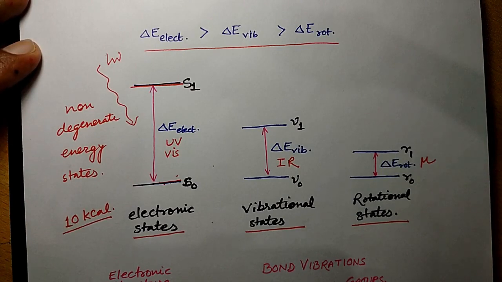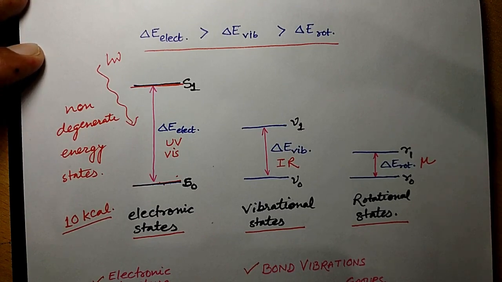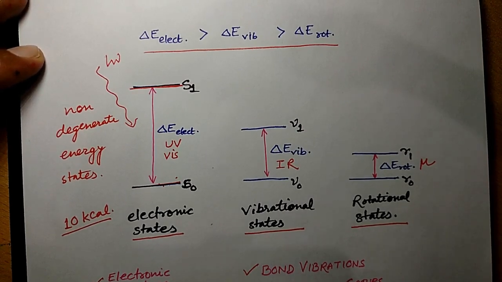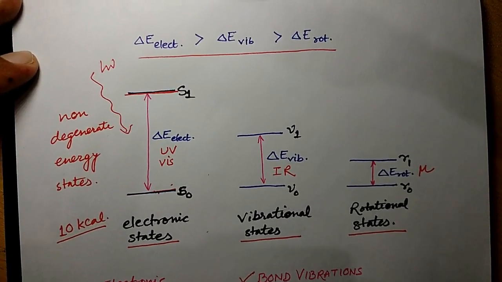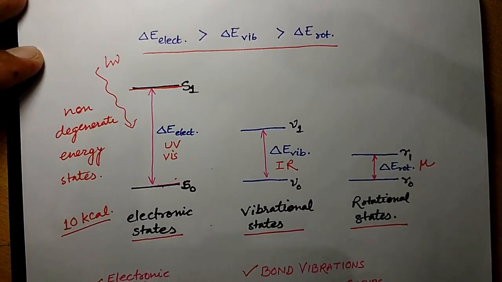and infrared spectroscopy offers information about bond vibrations, which can eventually help us to identify the functional groups present in the molecule. So we will be discussing details of electronic spectroscopy, that is UV visible spectroscopy, and the IR spectroscopy, which is the part of vibrational spectroscopy, in the subsequent lectures.